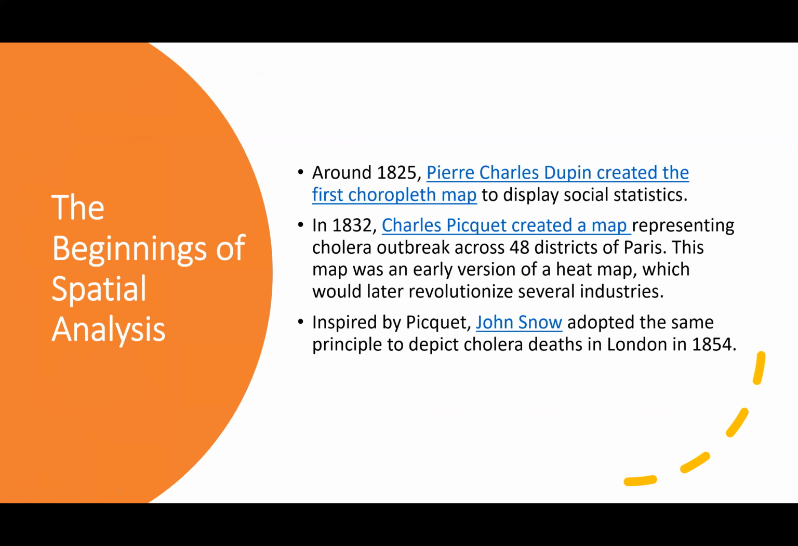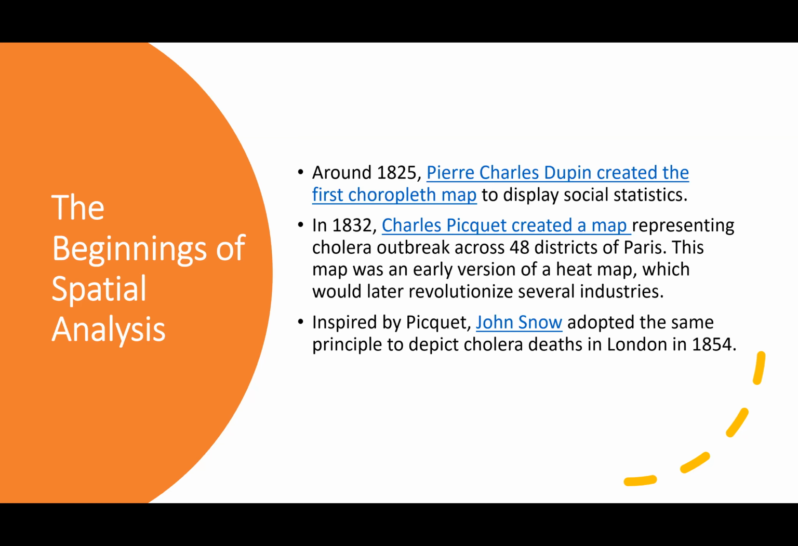Talk a little bit, not necessarily modern within the last 50 or 60 years, but kind of go towards when spatial analysis as a method of research emerged in a rudimentary way. So around 1825, in the 1800s, Pierre Charles Dupin created the first choropleth map. We've talked about choropleth maps and what makes them distinct. And it was first used to display social statistics.